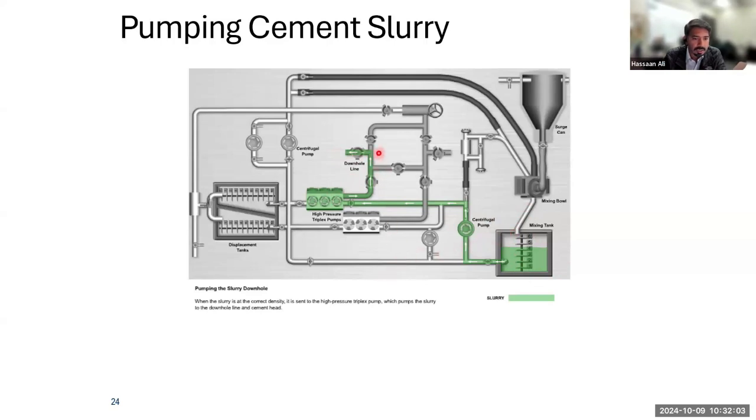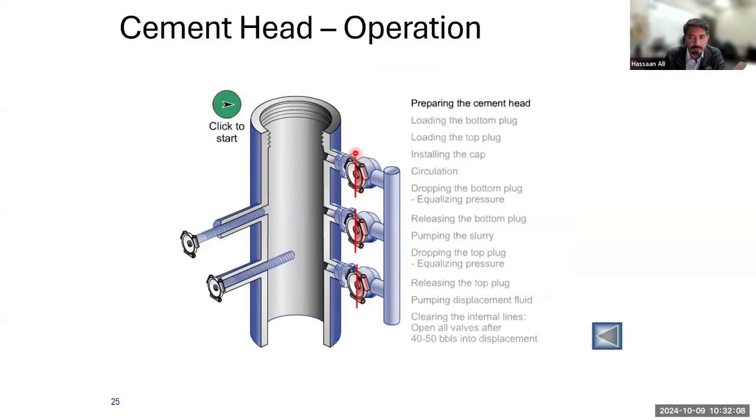Once it is pumped, it goes through what we call a cement head. Now, the cement head is a very interesting piece of equipment. The reason for that is that every cementing job will have a cement head. The head has multiple valves and multiple gates. Essentially, the cement head has a couple of functions. It will release your bottom plug. It will release your top plug. It will help you to pump the slurry downhole, and it will make sure that your well control is maintained.